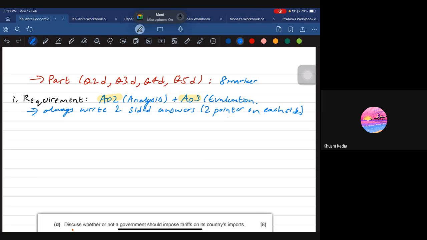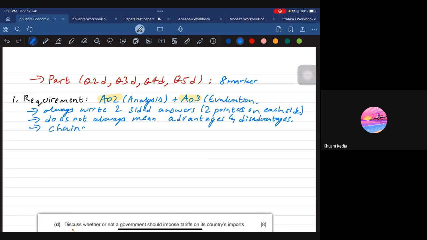So always write two-sided answers, so two pointers on each side. Basically it somehow means advantages and disadvantages, but sometimes they talk about whether they are good for the economy, effective in doing it, not effective in doing it. So basically they are dealing with the factors and other stuff as well. But usually at the end of the day it is advantages and disadvantages.